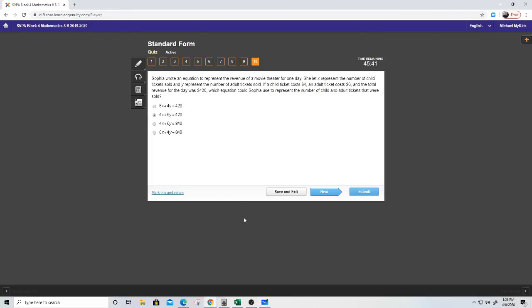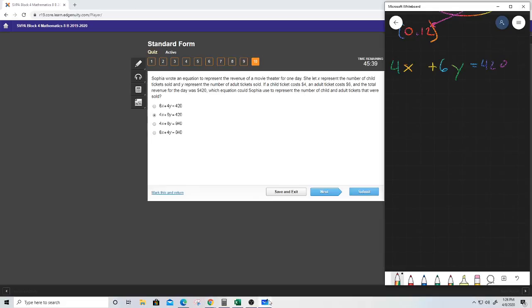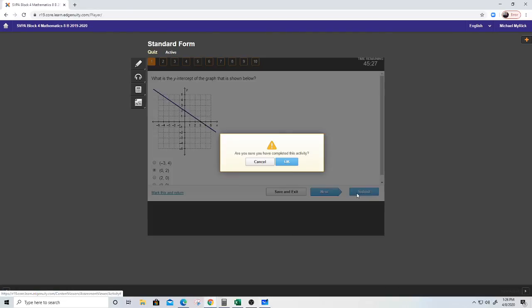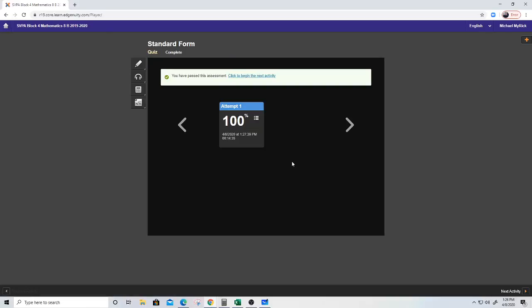Ooh, look at my pen. My pen's so fancy. 4x, 6y, 420. I'm good. Let's call it a day. 100! That's what I'm talking about! Can't nobody... King Kong ain't got nothing on me!